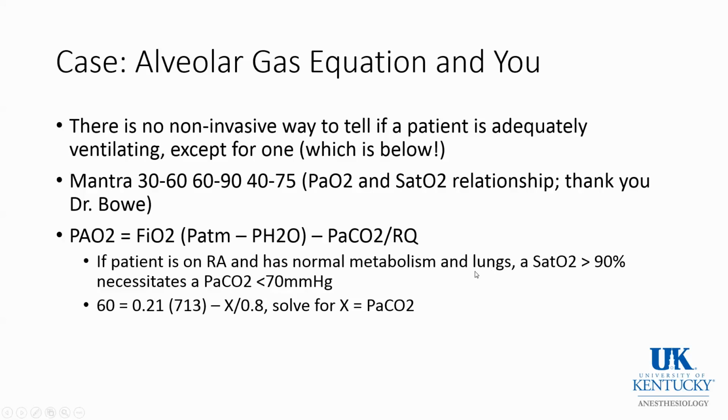Okay, so this is not a patient that's on ECMO, obviously. And they have a saturation of greater than 90%. That necessitates, by this equation's very nature, that their PaCO2 is less than 70, and in a lot of cases less than 60. Okay, so this is the one circumstance. If you take a patient and you put them on room air, and their saturation stays above 90, you can feel fairly comfortable that they are adequately ventilating.